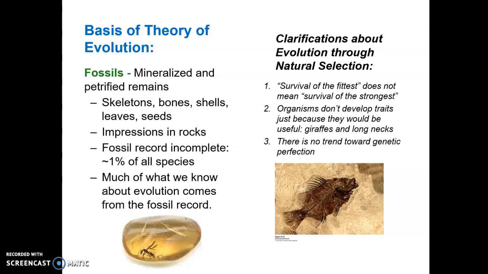Environments on Earth have changed over the years, something that we'll look at, through everything from weather and climate to movement of the continents, to volcanoes. So at any given point in time, the Earth will change, and therefore what is fittest to that particular environment would also change. So it's not a trend toward perfection.